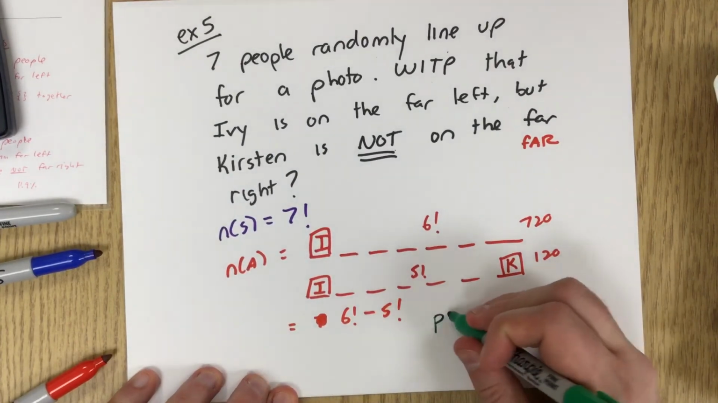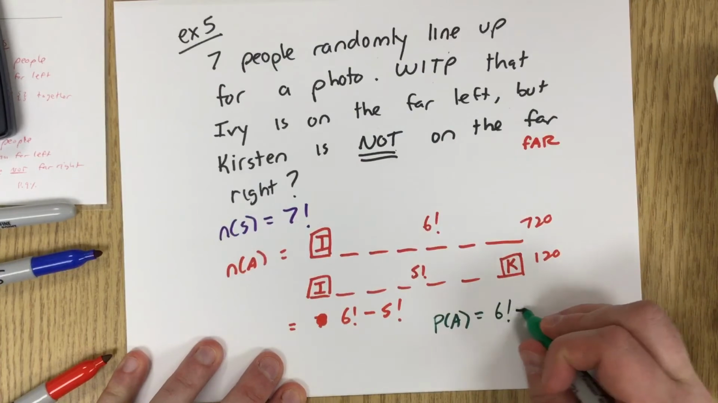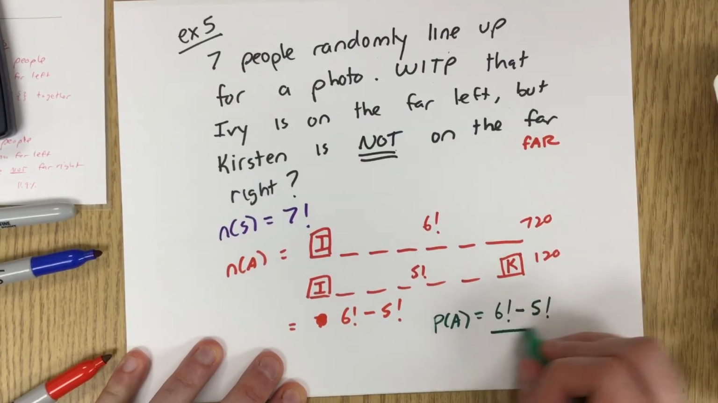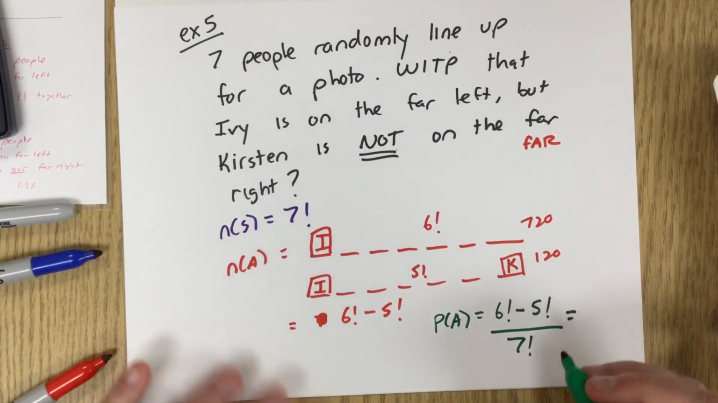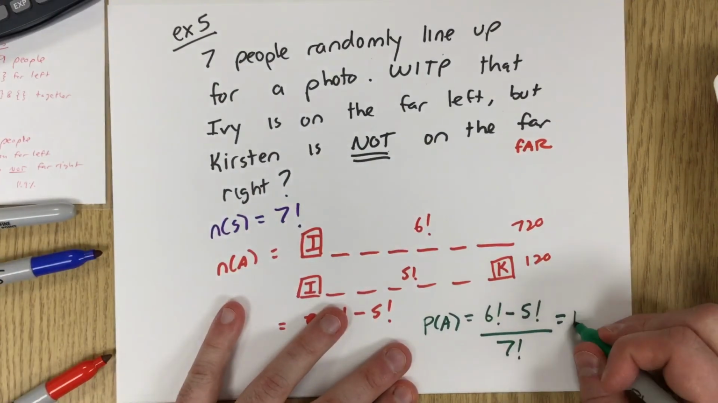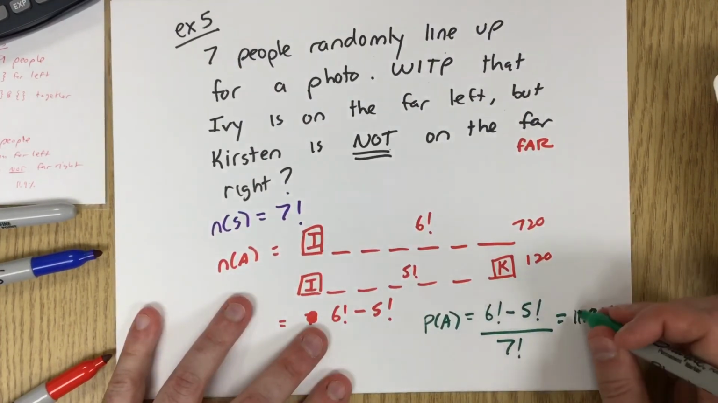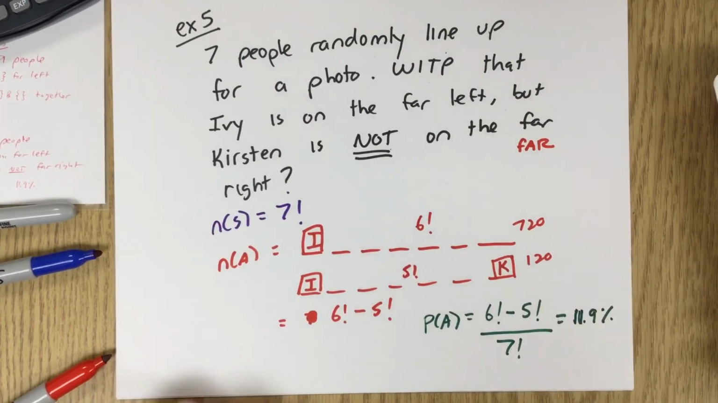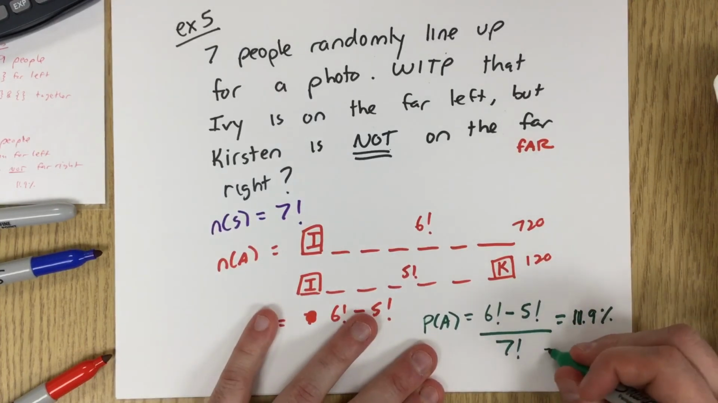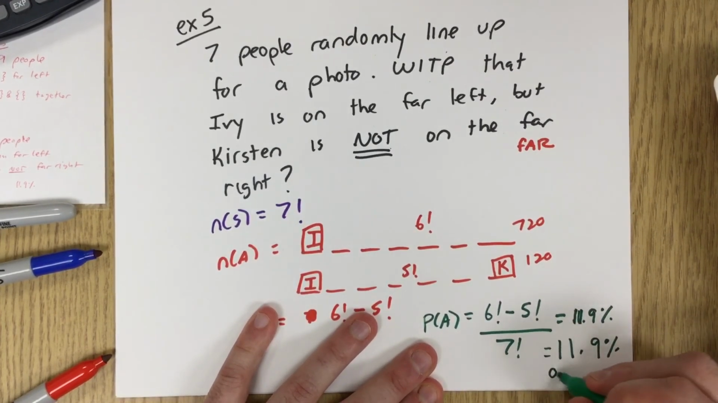And putting it all together, we get that the probability is going to be 6 factorial minus 5 factorial, all divided by 7 factorial, which is 11.9%. I'm going to rewrite it: 11.9%, or 0.119.